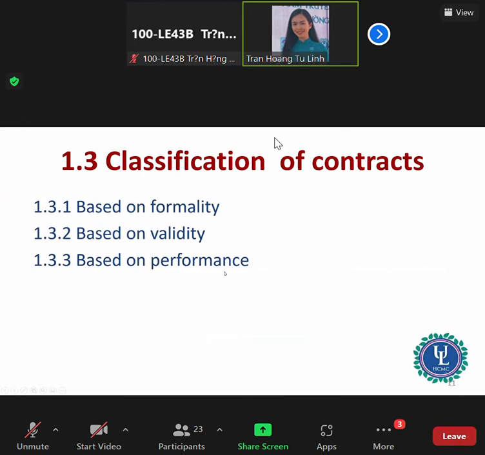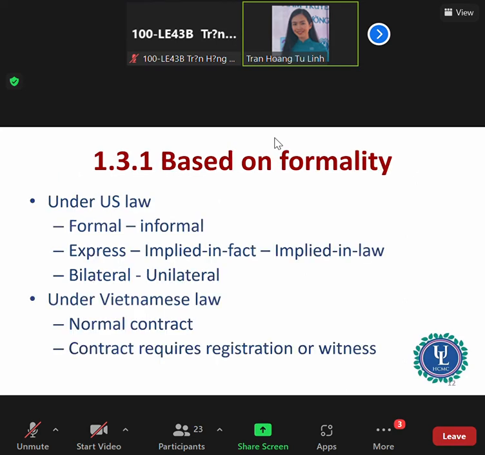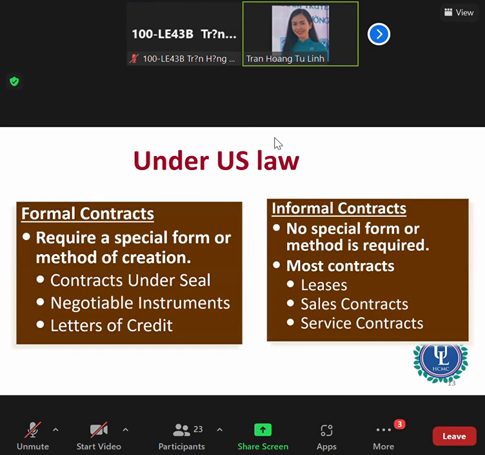Okay, so this one, we're going to move to the third one, which is the classification of contract laws under the US. The three subcategories that we are looking at are based on formality, validity, and performance. Based on formality, we have formal, informal, express, implied in fact, implied in law, bilateral, and unilateral under US law. So first, look at formal and informal.